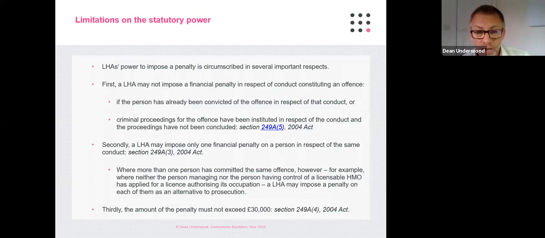And then thirdly, as many of you all know, the amount of the penalty that is imposed must not exceed £30,000 per penalty. And that is, as you'll appreciate, an important limitation, a significant one, because if the matter were prosecuted in the magistrates' court, then the magistrates have the power to impose an unlimited fine. There is, however, a cap on the penalty that local housing authorities can impose.